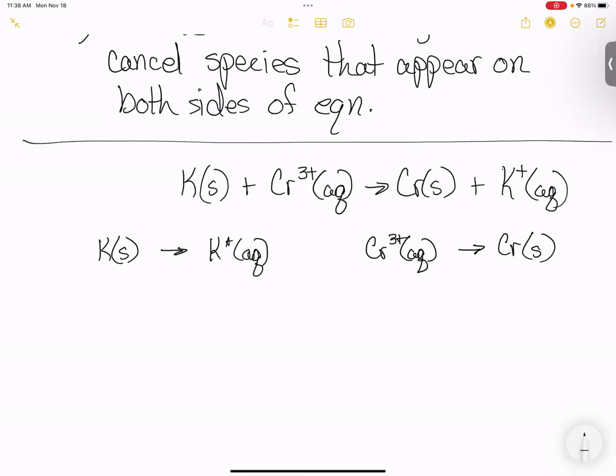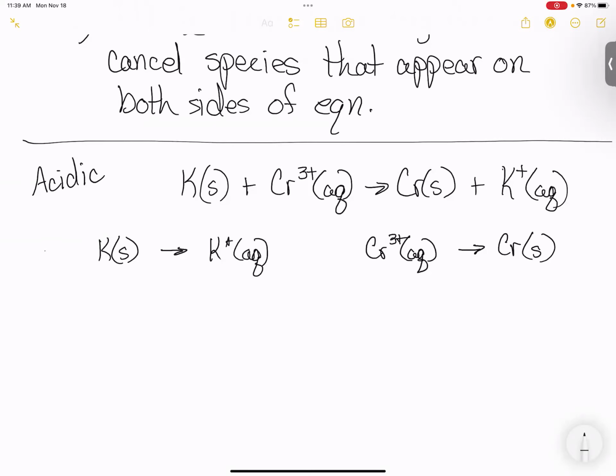Now, I forgot to mention that this is in an acidic solution. So the first thing we would do is look and see, are there any oxygens? Well, no, excuse me. The first thing we would do is balance the element itself.